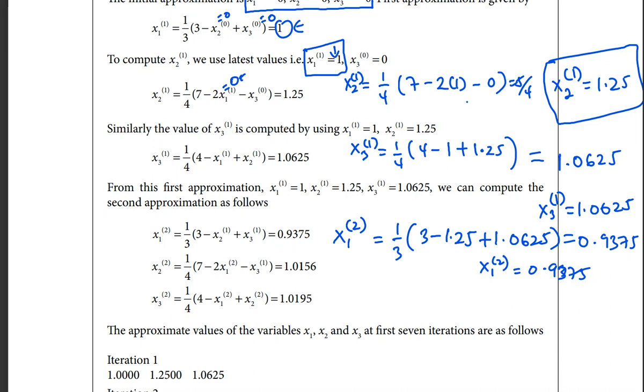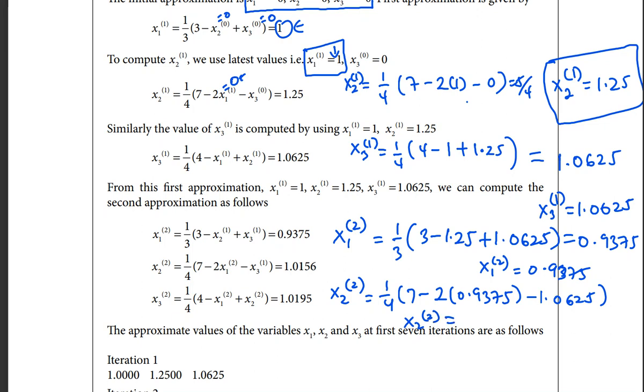Okay, so let's look at x2. The second approximation for x2 will be 1 over 4 multiplying bracket open 7 minus 2 multiplying the second approximation for x1. You're not going to use the first approximation, which was 1. You're going to use the second approximation, which is 0.9375. So you see how it's done. Then minus x3. You've not gotten a new value for x3 yet, so you can still use the old one. So that was minus 1.0625.